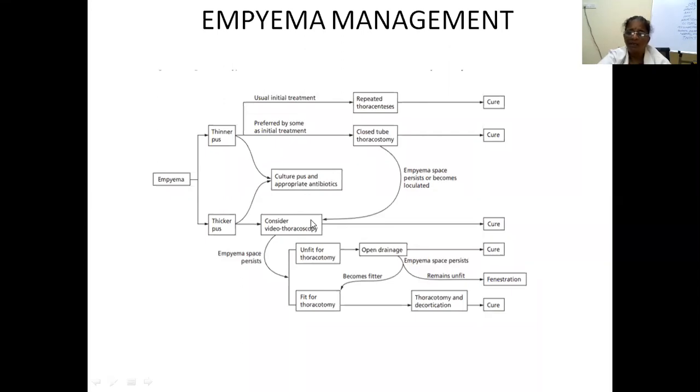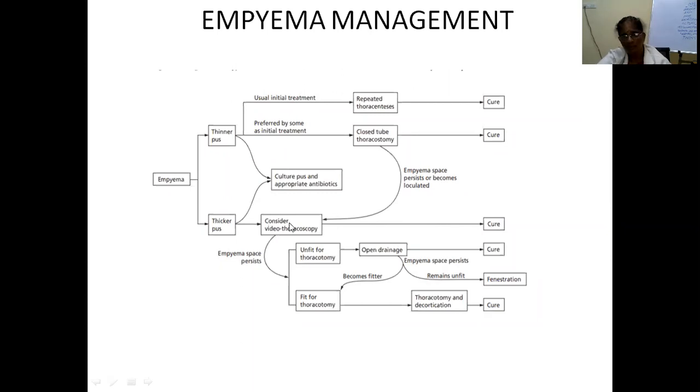And what is VATS? VATS is video assisted thoracoscopic surgery, where a thoracoscope is introduced into the pleural cavity. Because thick pus is there, naturally there will be loculations. So if you introduce a tube, those loculations cannot be broken up. Only the big locule, where we keep the tube, will be drained, and the remaining pus will be kept inside. So if you do thoracoscopy, you can break the locules and remove the pus completely, and thus we can cure the condition along with the antibiotics.